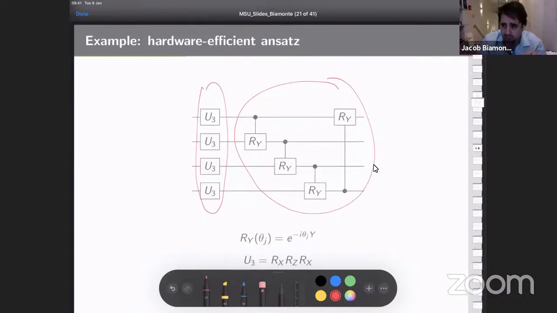So the question we're going to answer as part of the thesis, a very small part of the thesis, but a fun part, is: what if we want to create maximally entangled bipartite states across any partition? How do we do that? How deep does the circuit have to be?